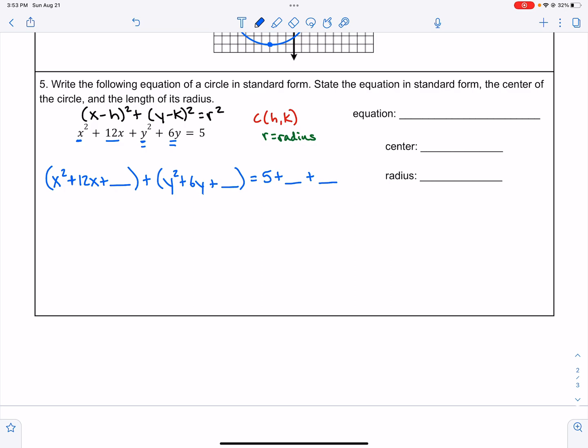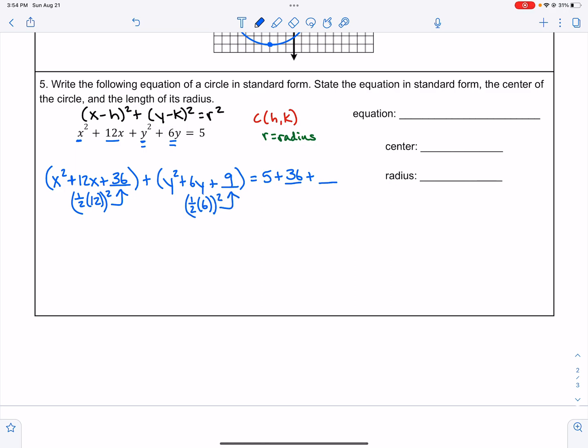All right, so then we complete the square by taking half of b, which was 12. So half of 12 is 6. And we square that to complete the square, which would give us 36. So you just make sure to put that on both sides. Then do the same thing for the y values. So half of b, which is 6, squared. So half of 6 is 3.